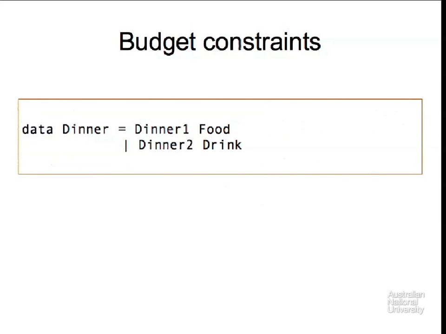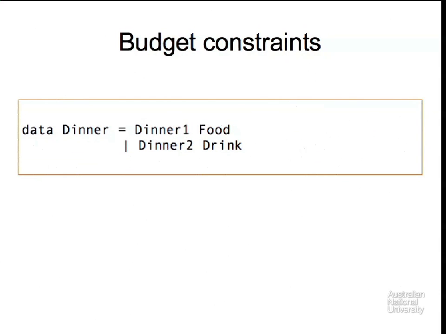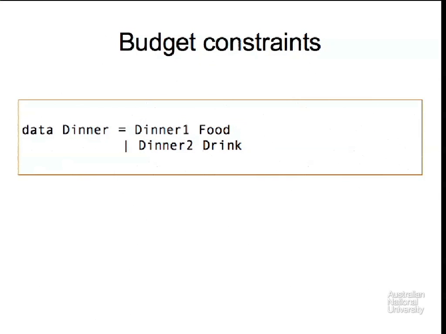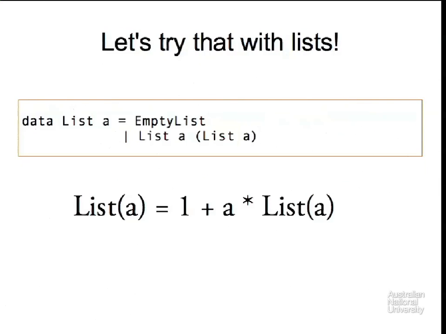So if there's 8 different things you can have for food, and there's 3 different things you can have for a drink, that's 8 plus 3 is 11 things you can have for dinner. So we agree that the number of things in a sum type is the sum of the things in each of its little types. So let's try this with lists.